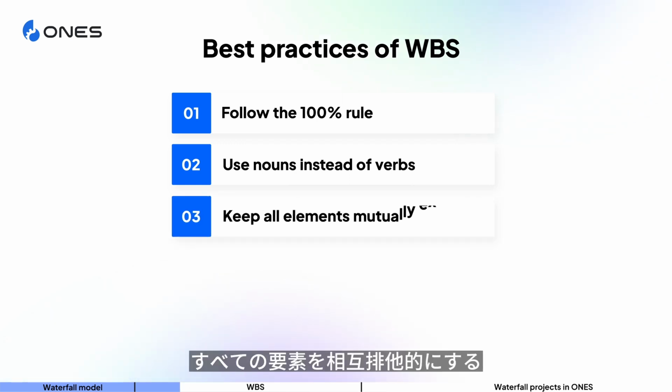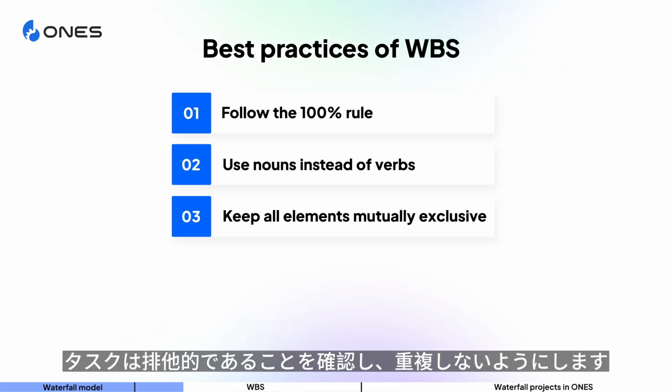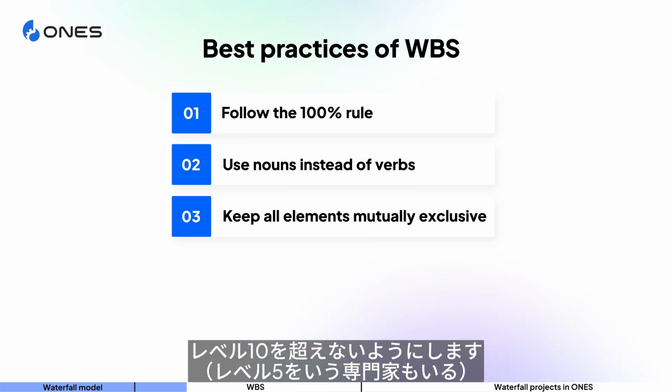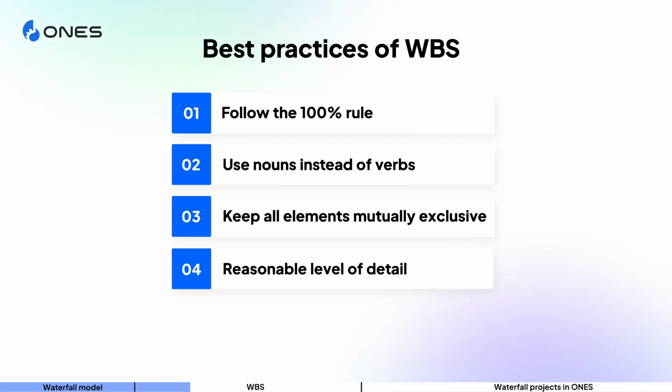Third, keep all elements mutually exclusive. Make sure tasks are exclusive, do not overlap. Try not to exceed 10 levels. Some experts say 5.